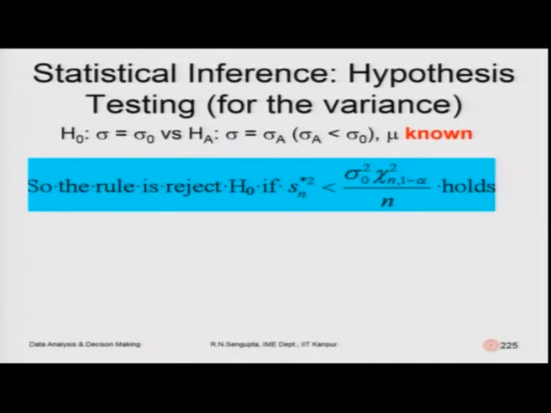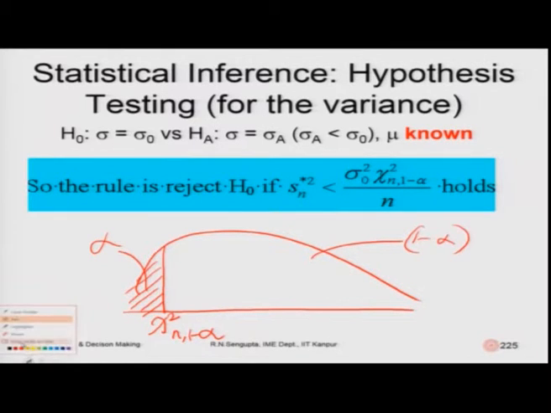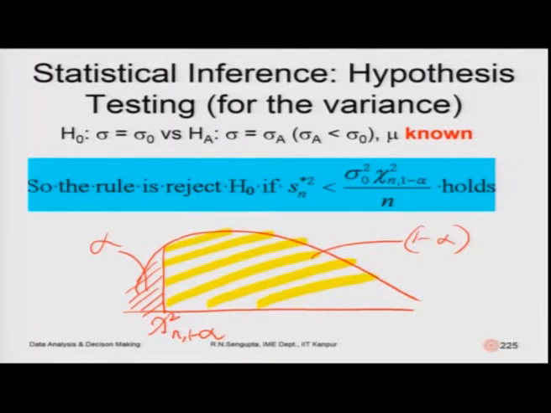So, in this case, if mu is known, first I will draw the diagram. I will keep drawing the diagram for each and every rule such that it becomes clearer to you. So, basically you have the chi square, this is the value which you will have with n and 1 minus alpha. So, in this case it will be chi square, n is the degrees of freedom, because you are not losing any degrees of freedom.